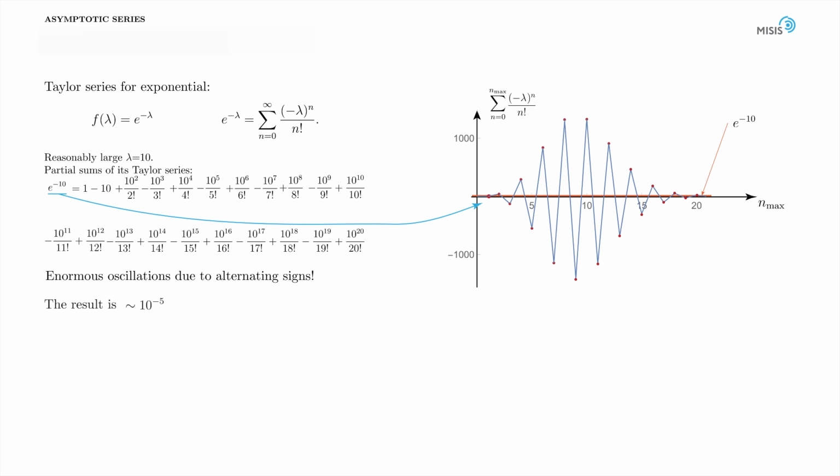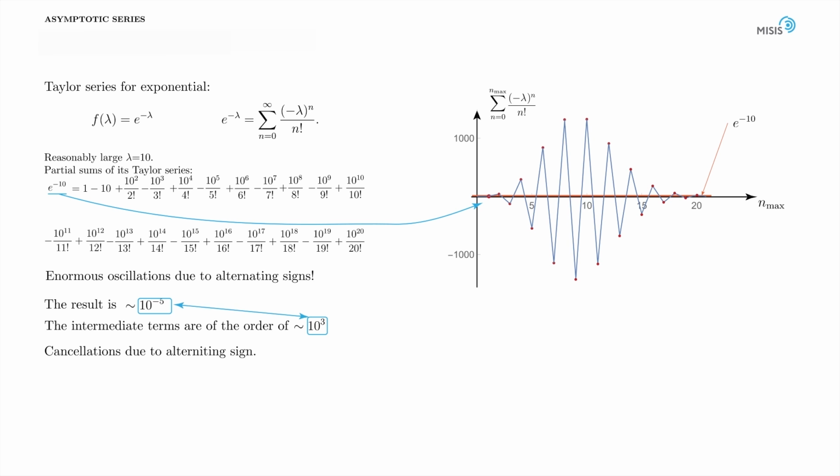The result is a tiny number, 10 to minus 5, yet it arises from the combination of terms of the order of 1000. Just look at these two orders. It's an 8 orders difference. It is due to the alternating sign that such cancellation is possible.